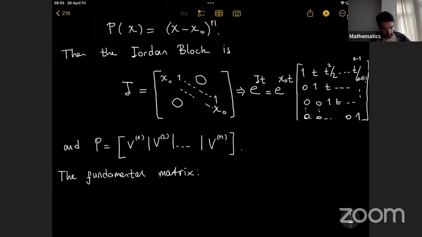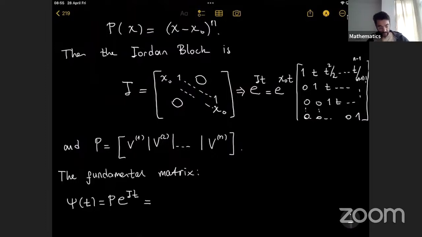It's basically, let's call it psi. Psi of t is P times e to the Jt, right? That was the fundamental matrix. And the columns of the fundamental matrix will give you the general solution, right? Any combination of the columns will give you the general solution. So what are the columns here?